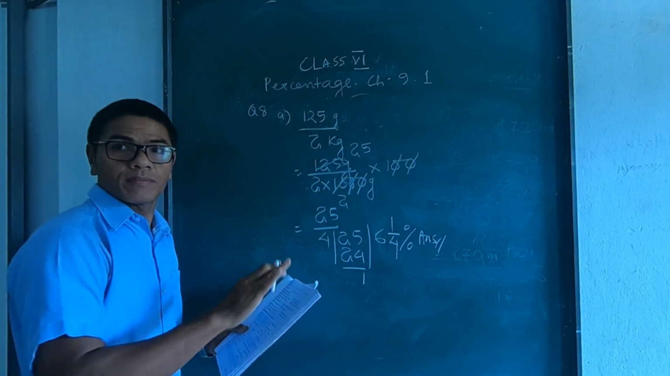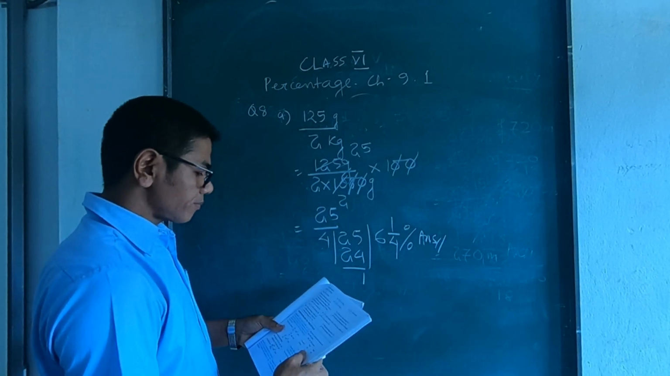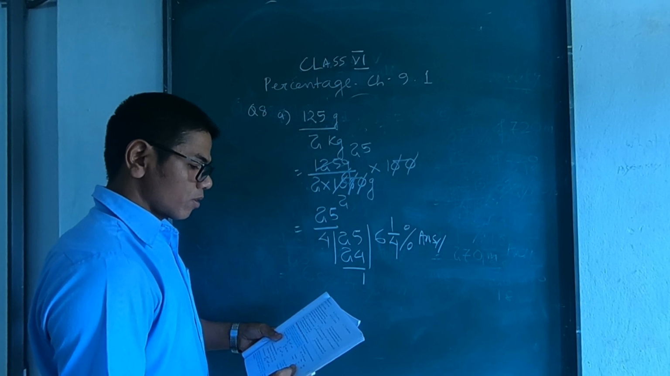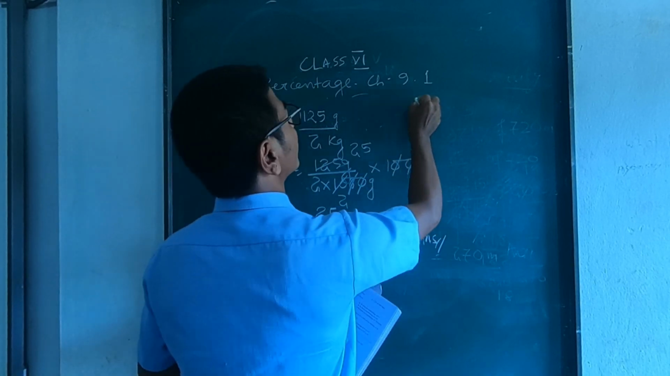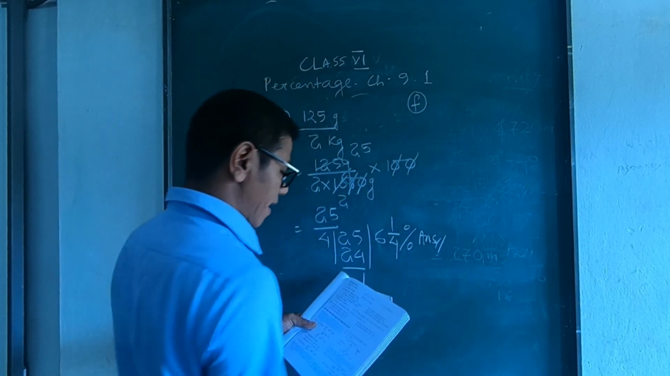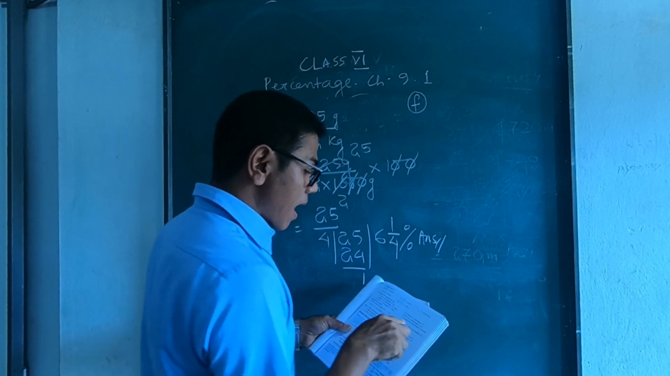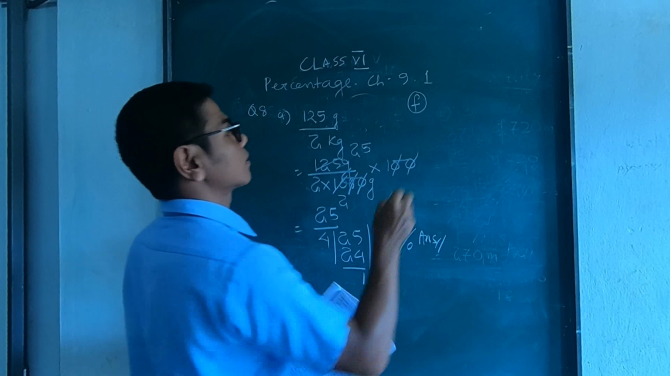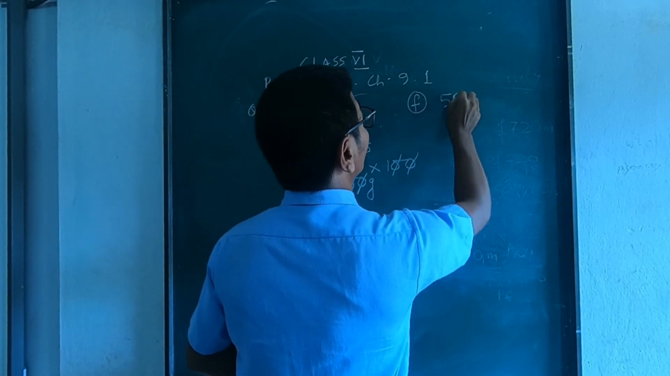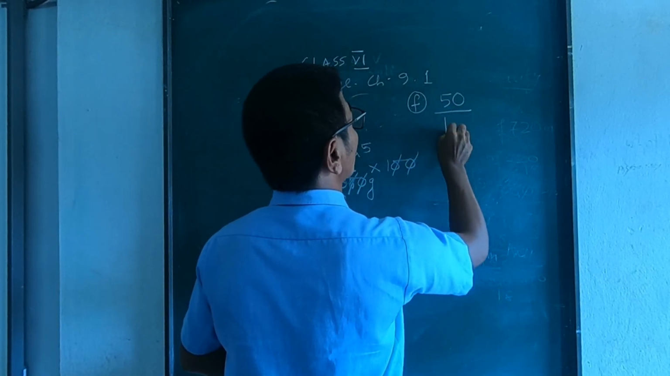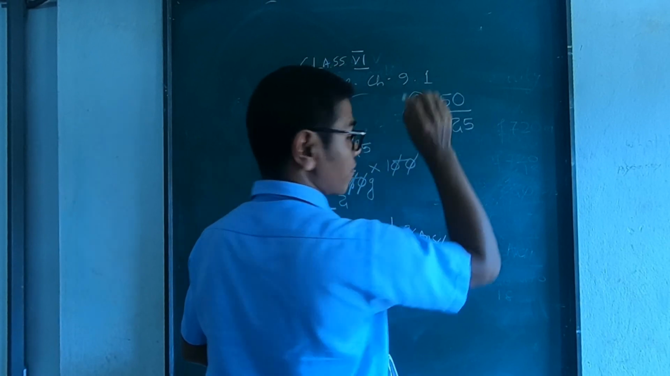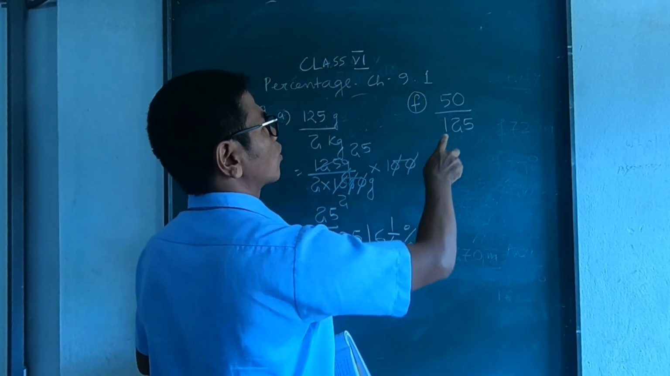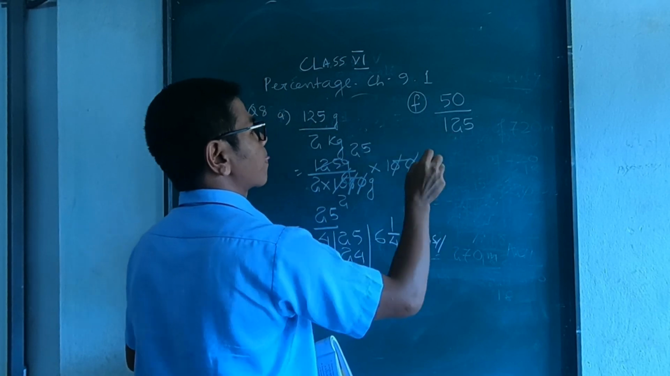Let's check. Thereby, we will also try question F. Question F says like this: 50 marks as a percentage of 125 marks. That means you are getting 50 out of 125. That's how you get in the exam, 50 out of 125, which is full marks.